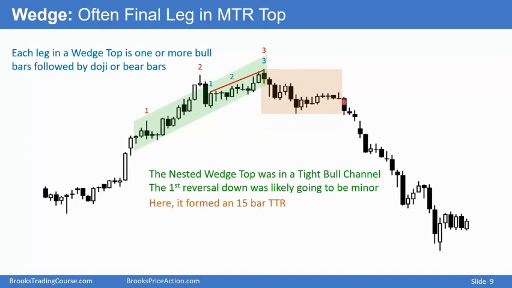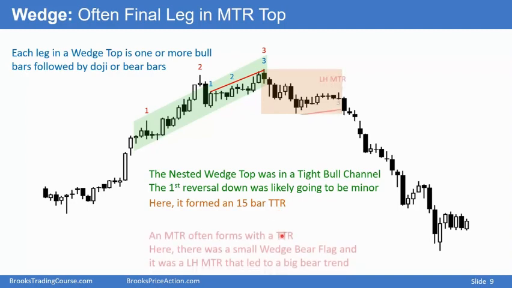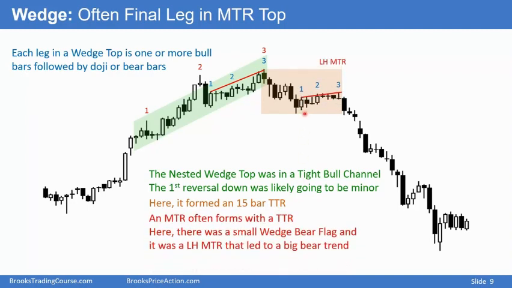Here we got a 15 bar tight trading range, TTR, tight trading range. Within it, there's a small wedge, 3 pushes up, bull, bear, bull, doji, and then a third push. You often get a lower high major trend reversal when there's a tight trading range after a bull trend. It usually comes as some kind of a double top. You could say this bar is a double top with that bar. The probability, like most major trend reversals, is low, maybe a 40% chance you get a swing down.